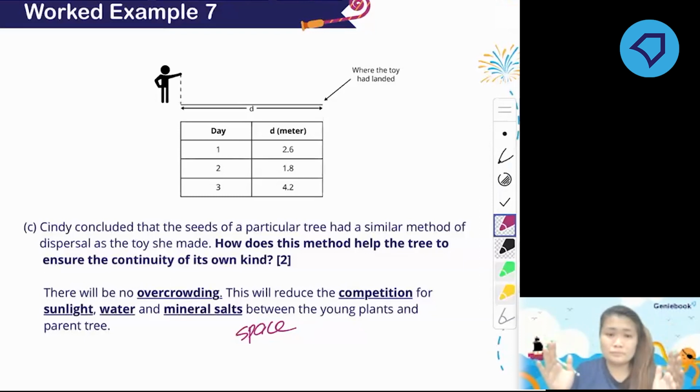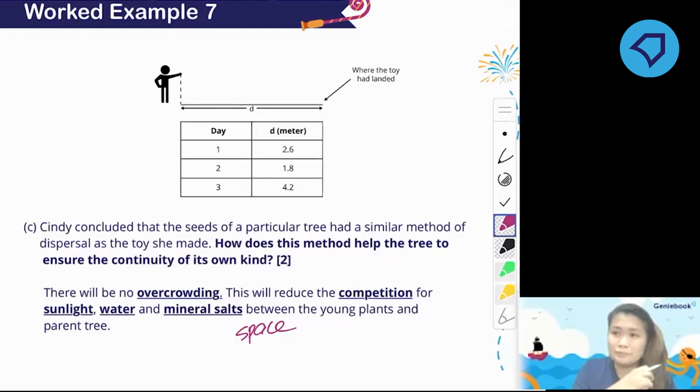They'll be fighting for water, and they'll be competing for the space for them to actually grow in size. So take note that only certain schools insist that you need to write out competition for 4 items: water, sunlight, mineral salts, and space. Most schools will just be competing for 3 things: sunlight, water, and minerals. Any questions so far?